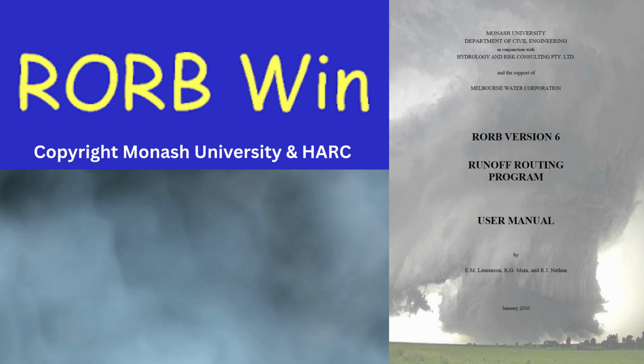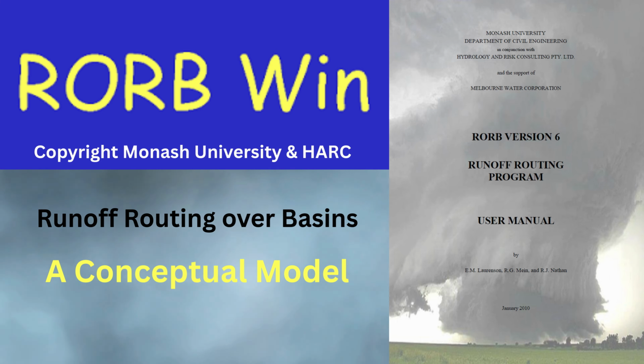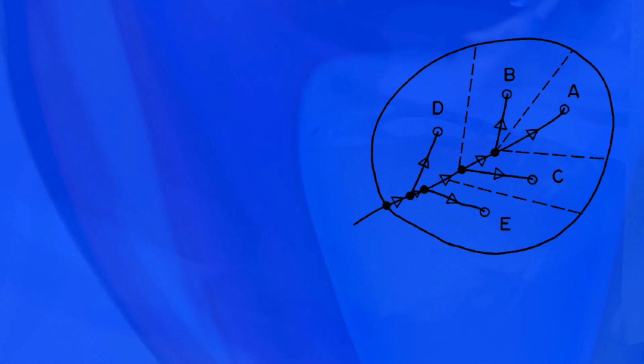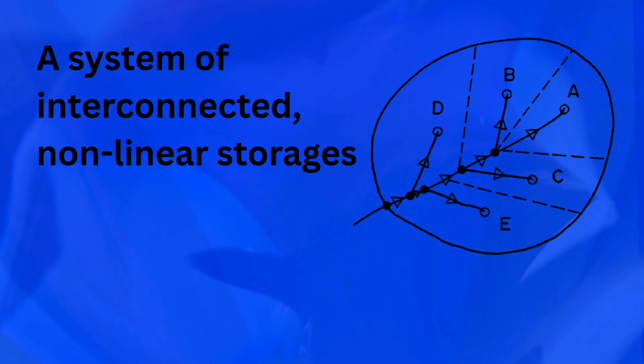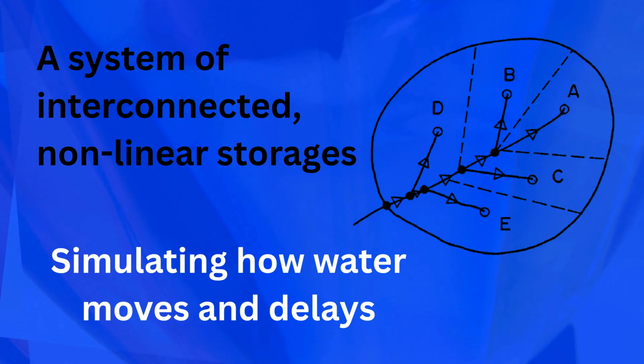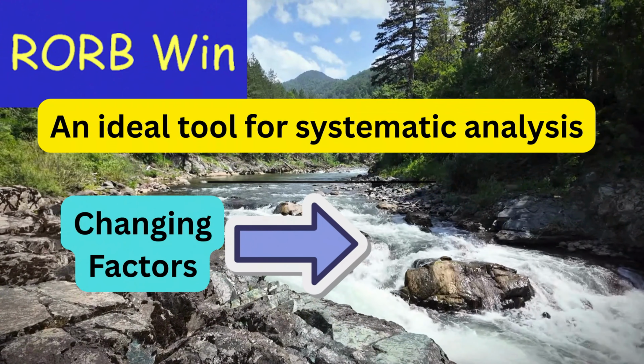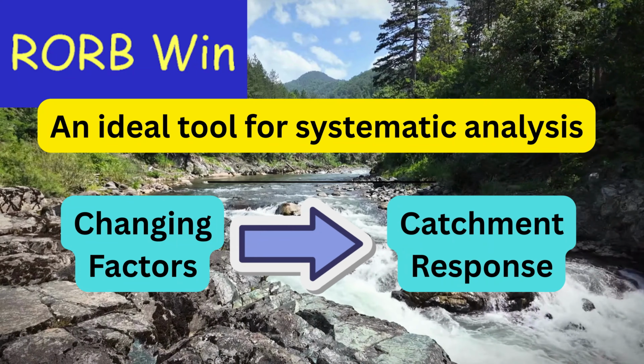We need models to isolate and quantify the impact of individual parameters on key outputs such as time to peak, peak flow, and total runoff volume, while keeping other variables constant. In this tutorial, we will use RORB, an abbreviation for runoff routing over basins, a conceptual rainfall runoff model widely applied across Australia for flood estimation and drainage design. RORB represents a catchment as a system of interconnected, nonlinear storages, simulating how floodwaters move and delay through the landscape and stream network. It's an ideal tool for systematically exploring how factors like catchment shape or rainfall temporal patterns influence catchment response.